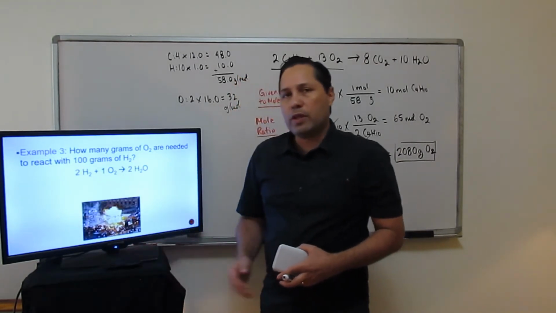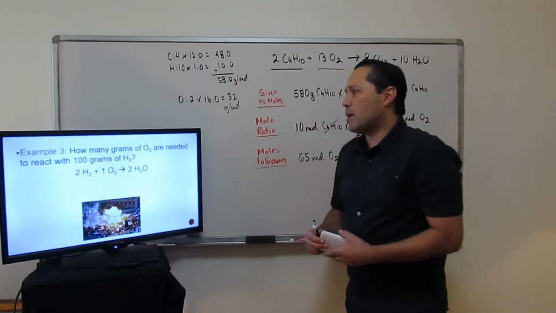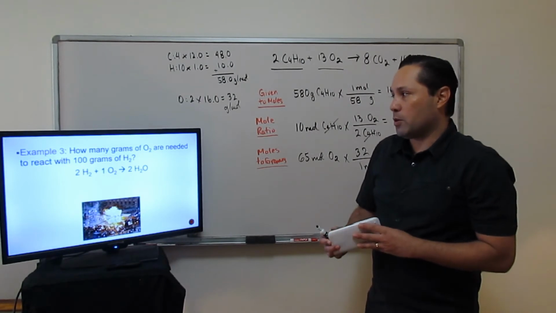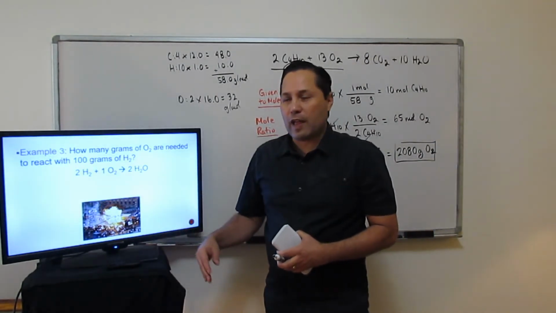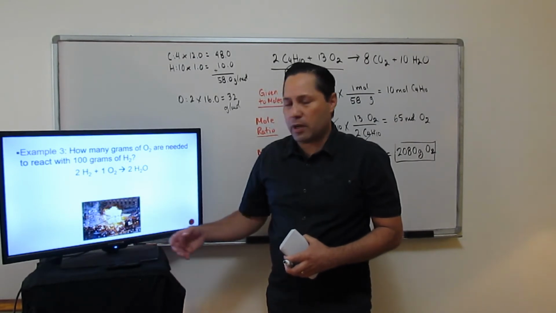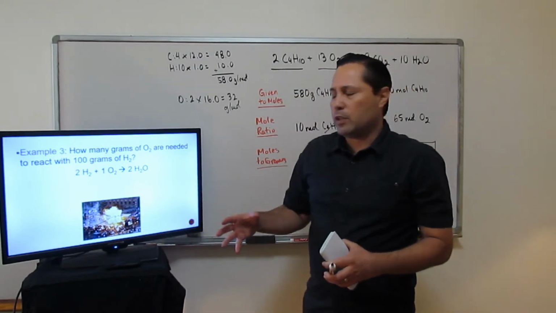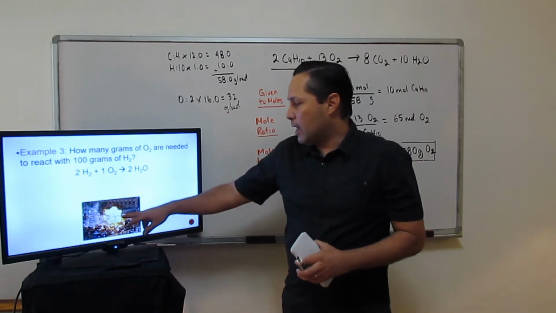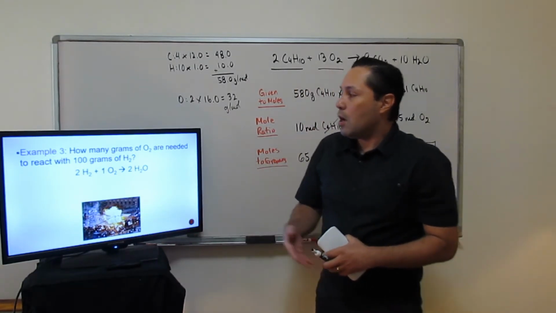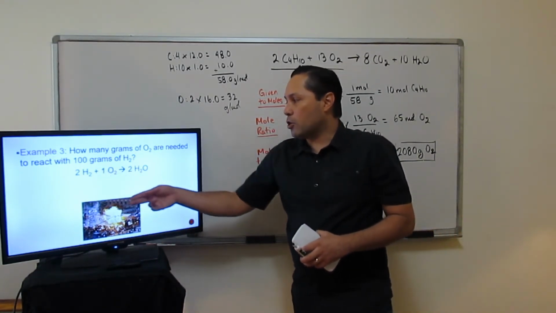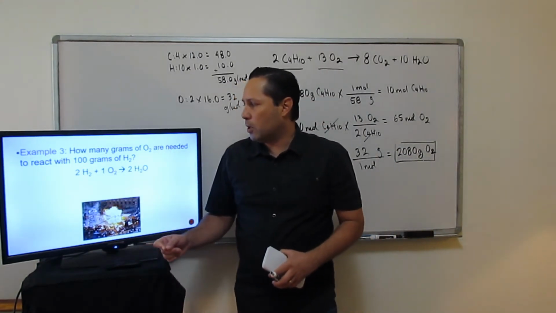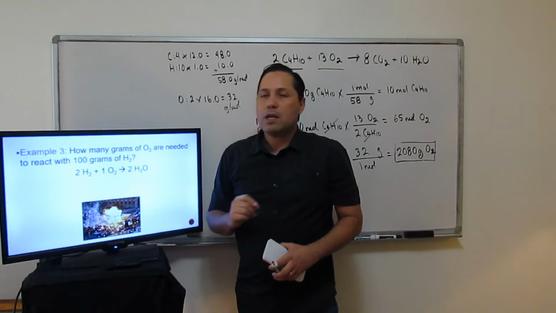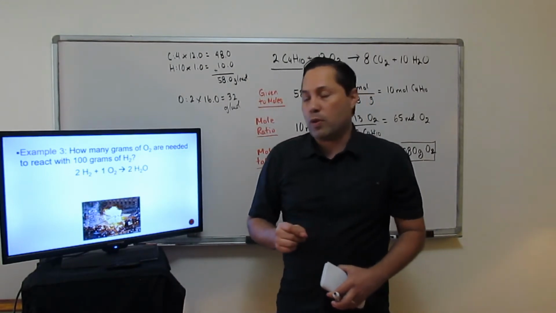In example 3, they ask us, how many grams of oxygen gas are needed to react with 100 grams of hydrogen? Hydrogen gas is very flammable. As you can see in this picture, in this movie they filled up hydrogen gas and ignited it, and you get a pretty nice explosion. So hydrogen reacts with oxygen and produces water. But the question here is, you have 100 grams of hydrogen, how many grams of oxygen do you need to react with it?